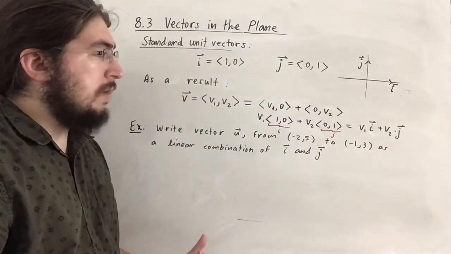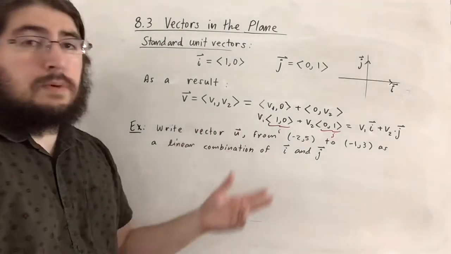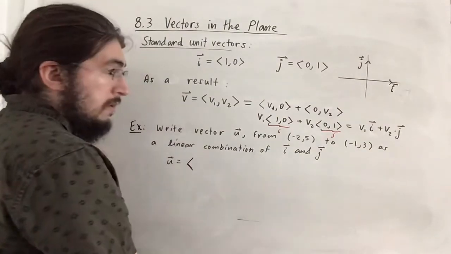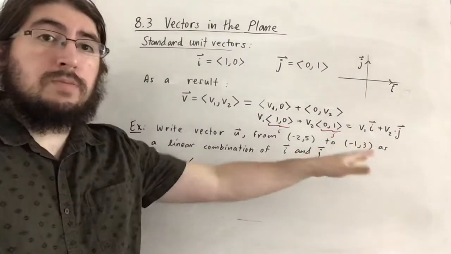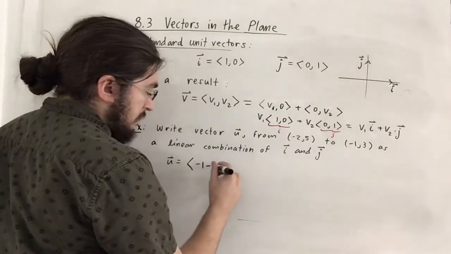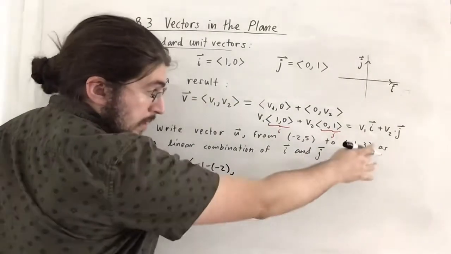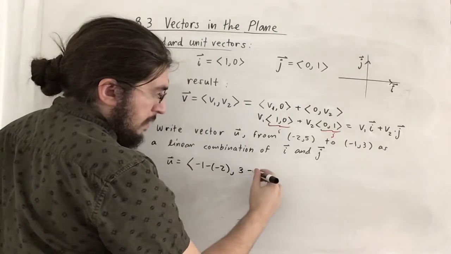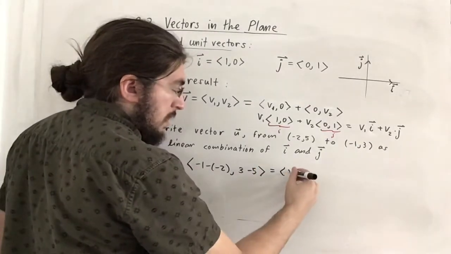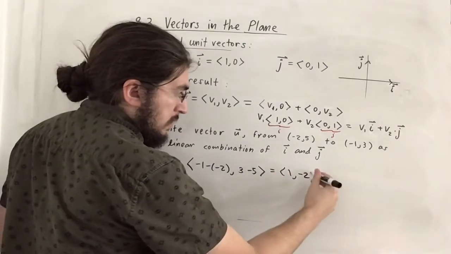So all I'm going to do is write this in component form first. Notice that u is literally just in component form. Remember, the one we're going to minus the one we're going from. So that's -1 minus -2, comma, 3 minus 5, just like that. And we end up getting -1 plus 2, which is +1, and then that's a -2, of course.